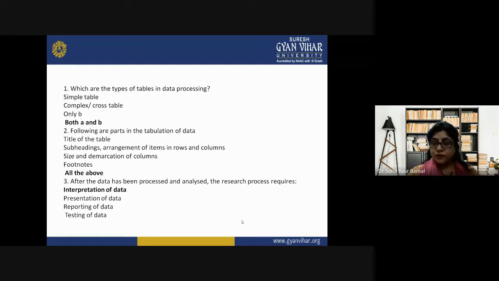Arrangement of items in rows and columns must be clear, like serial number. And then if you have given codes for your independent or dependent variables, then it must be shown in the table. Suppose, for example, you have chosen 2 universities to study, government universities and private universities. For research and writing purposes, if I'm not writing government and private throughout my research again and again, maybe I'm giving a code to it. Maybe I'm giving code A to government universities, code B to private universities.